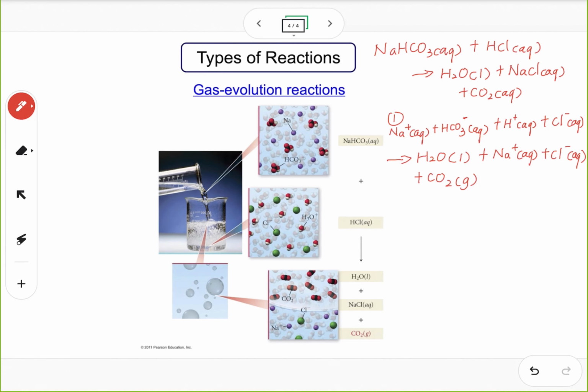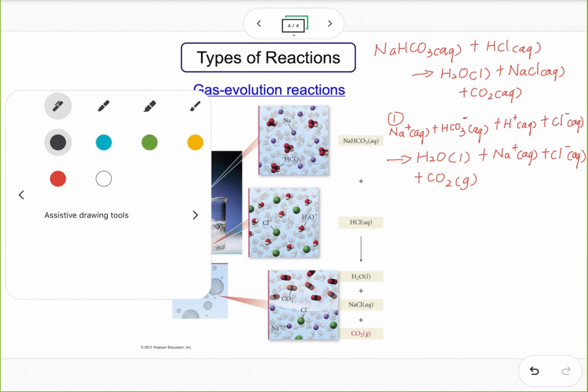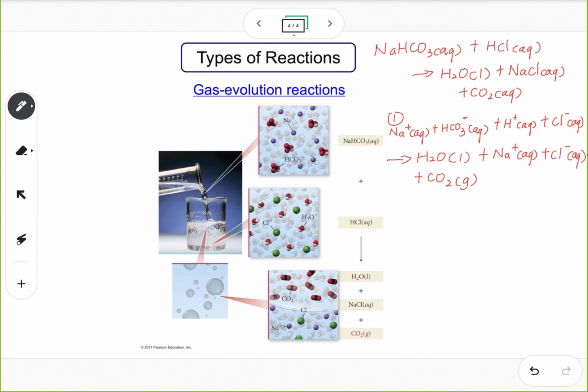Now let's see what kind of ions can be canceled on two sides. Well, you have, let me use a different color. Well, you have sodium can be canceled, right? Identical ions. Chloride can be canceled. And then these are the only ions that can be canceled. So therefore, for net ionic equation, it will be bicarbonate plus H plus, okay, generate water and CO2.